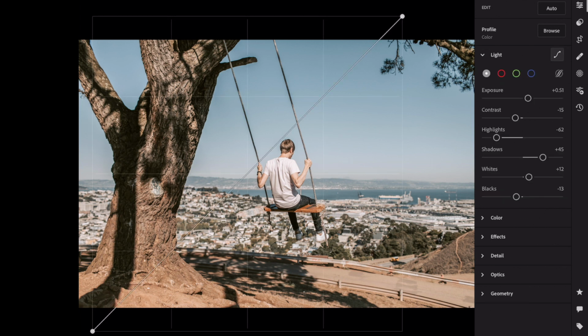Let's go to the tone curve. Let's make these changes to the red curve. Make the following changes to the green curve. Modify the blue curve this way.